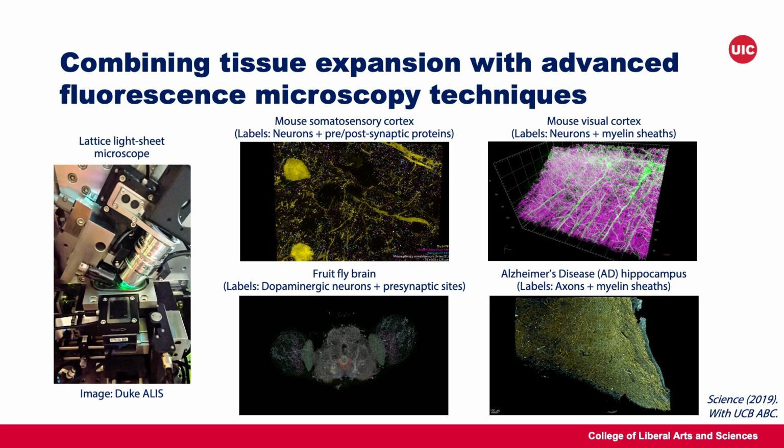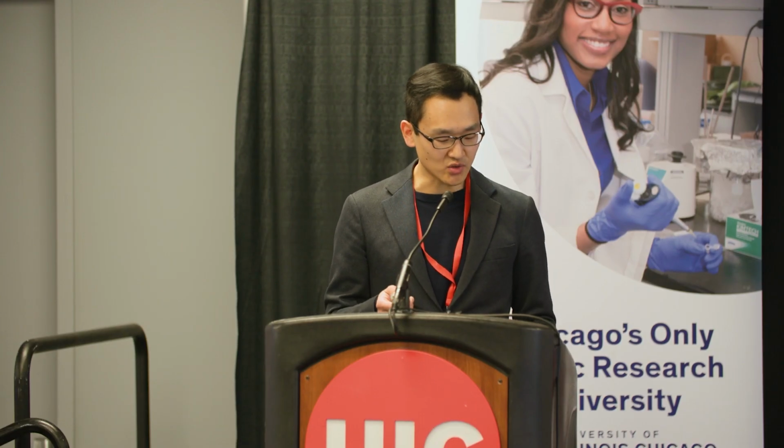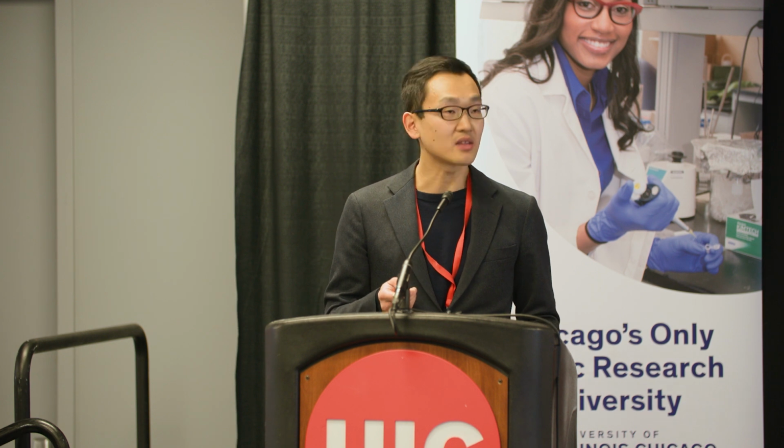When we combine this biochemical process with the latest microscopy techniques, we can capture the native molecular profiles of cells and tissues with nanoscopic resolution. For example, we have performed nanoscale imaging of different neuronal structures using a fluorescence imaging technique called lattice light sheet microscopy. This includes the investigation of pre- and postsynaptic proteins in the mouse cortex, axons and their myelination profiles in a similar brain region, dopaminergic neurons and their myelination profiles across the entirety of a fly brain, as well as the correlation between axonal degeneration and certain disease markers in the human brain.